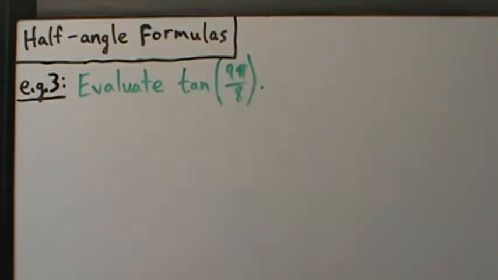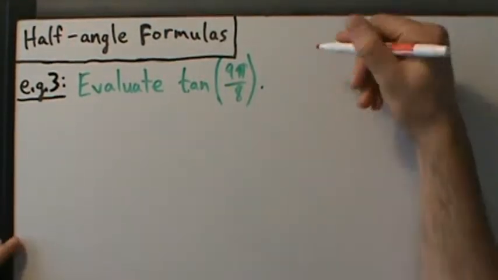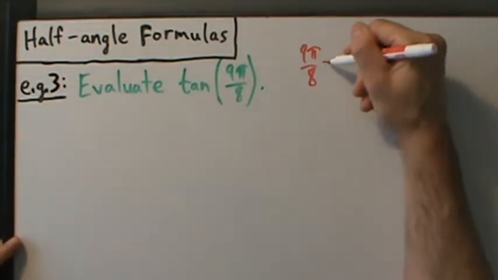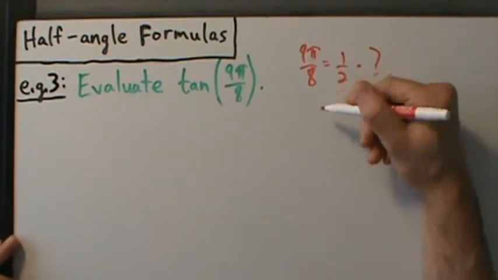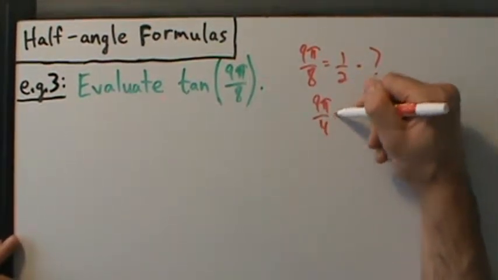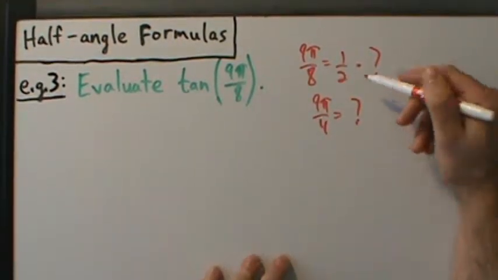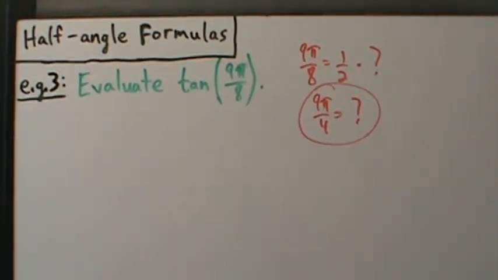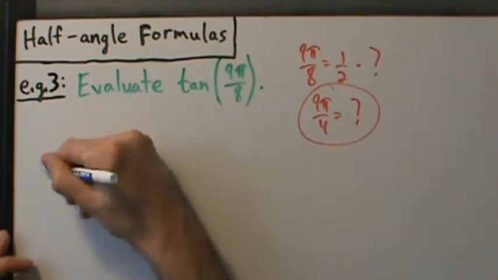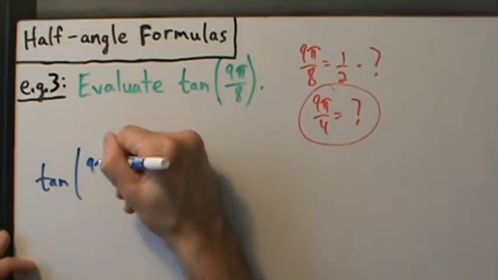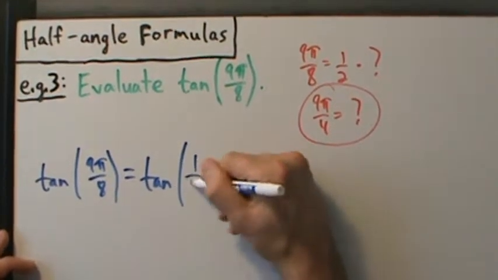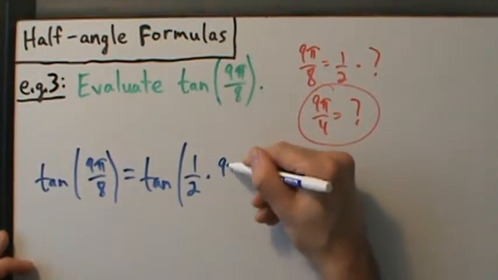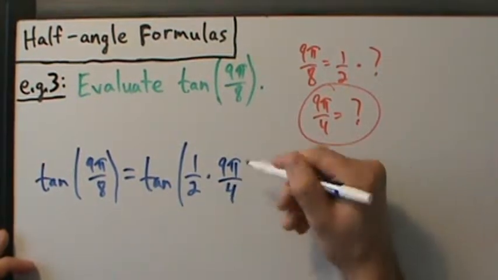What's 9 pi over 8 is half of what? So 9 pi over 8 is 1/2 times what? If we multiply both sides by 2, then what we get is 9 pi over 4 equals our question mark. Okay, so that's going to be our alpha right here. All right, so what we have then is tangent of 9 pi over 8 equals tangent of 1/2 times 9 pi over 4.